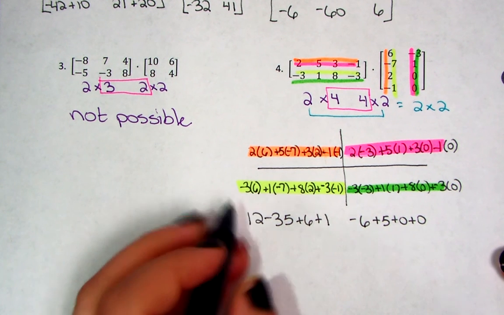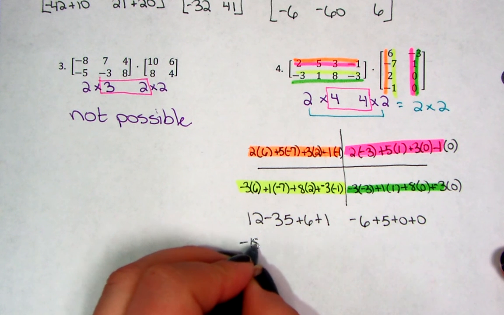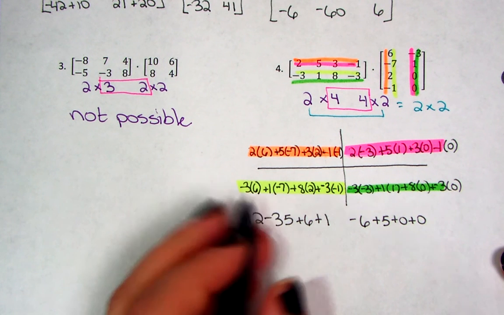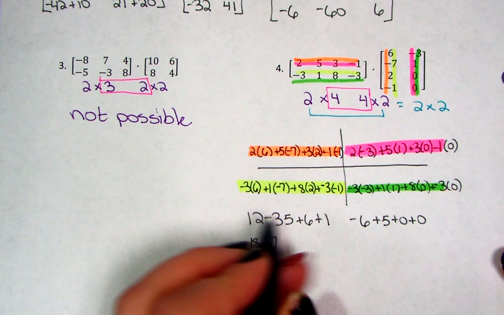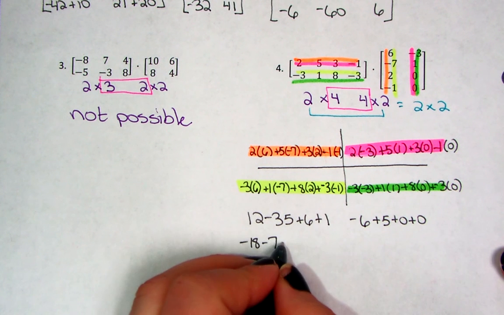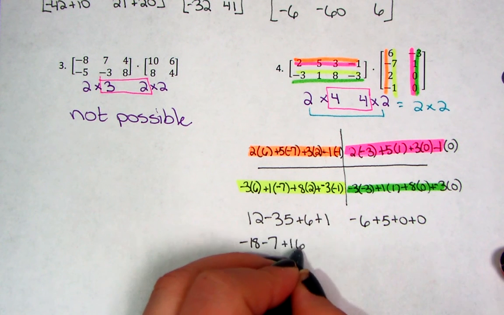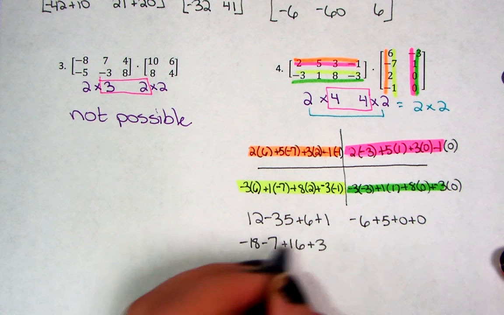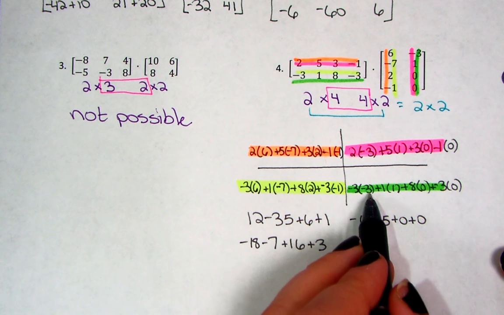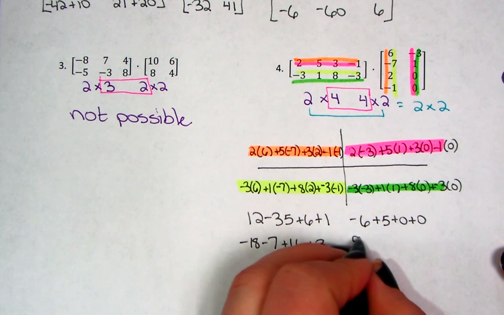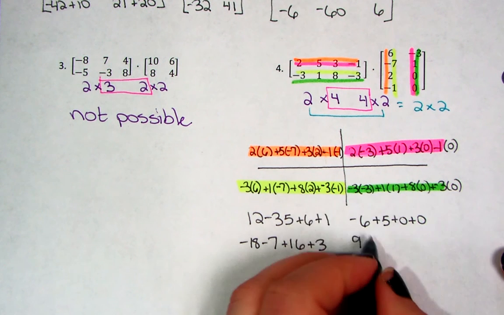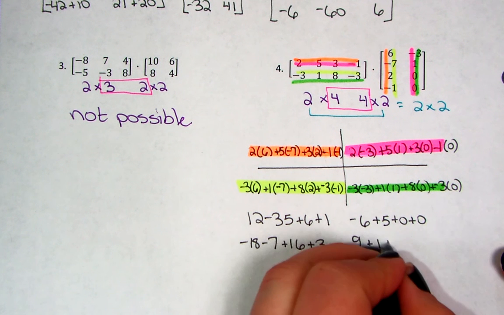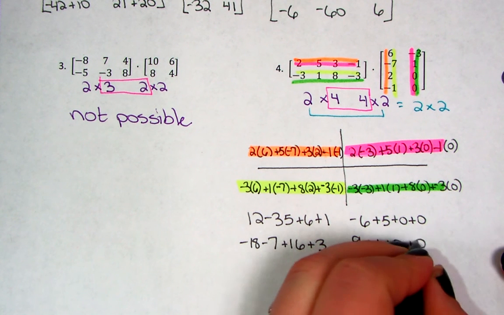Negative 3 times 6, negative 18. Negative 1 times negative 7, negative 7. 8 times 2 is 16. And negative 3 times negative 1, positive 3. Negative 3 times negative 3 gives me 9. 1 times 1 is 1. And of course, multiplying by the zeros, they're just 0.